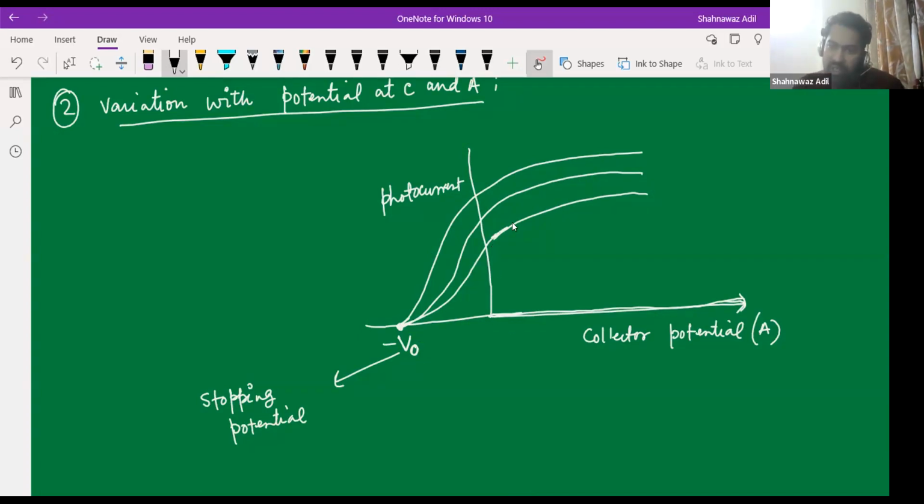Let's say if I choose this graph. At this point, the current is becoming constant, right? And then if I increase the potential, the current will remain the same. So this highest current is not dependent upon the potential, right? So this would be fixed. These maximum currents are called the saturation current.